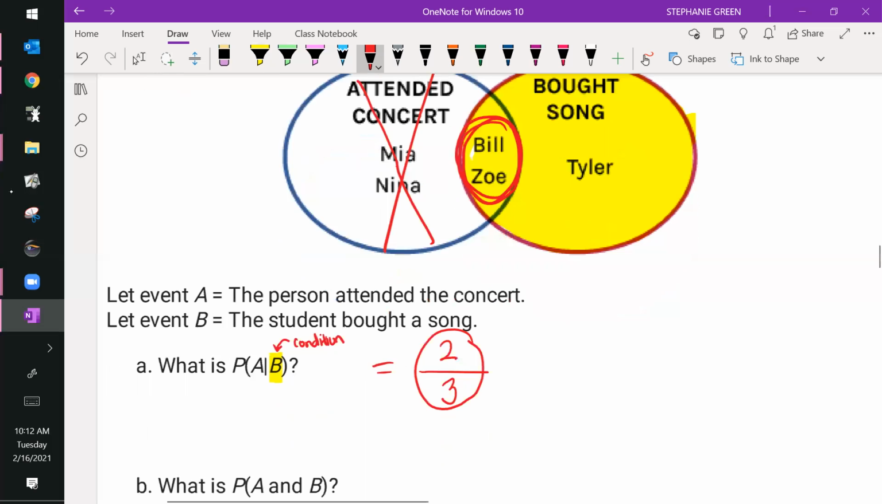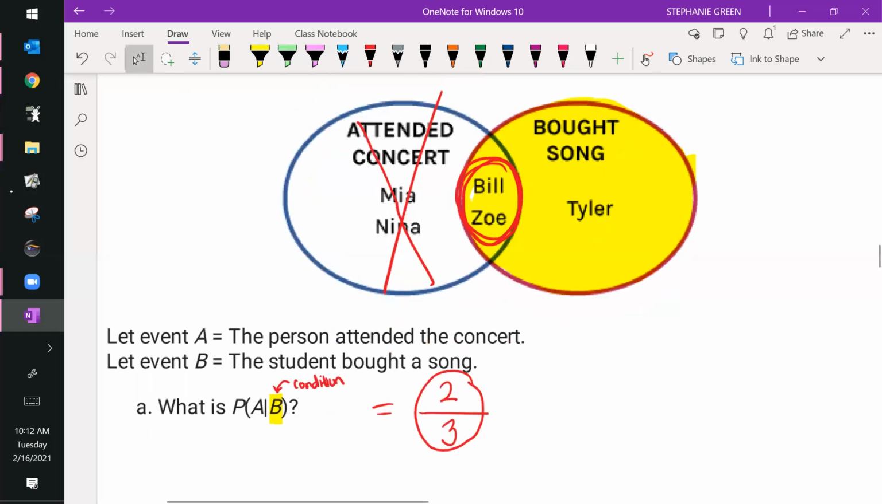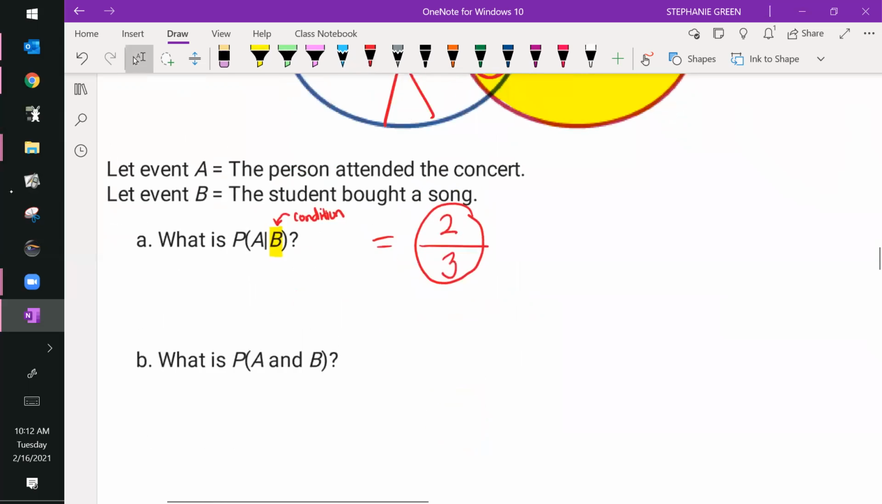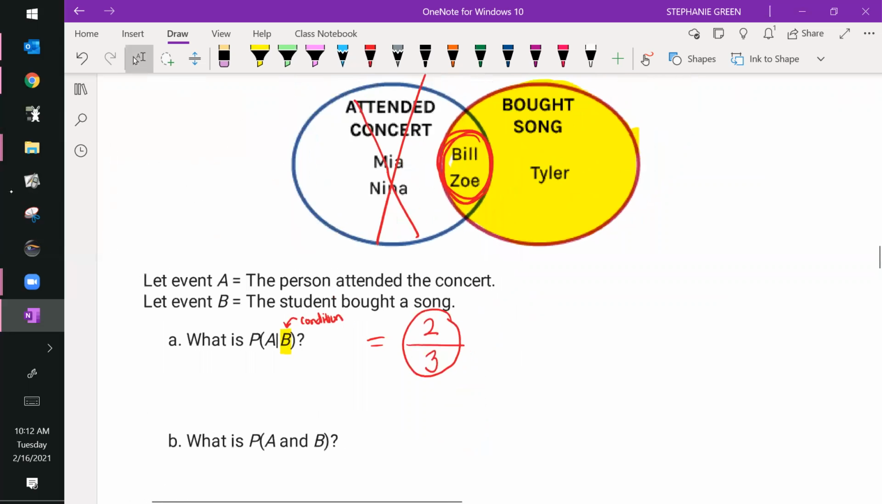So again, when we're looking at a conditional probability, the condition changes the denominator of our probability equation. The condition makes the total number of outcomes that we look at smaller. It changes our sample space. It reduces the number of things that could satisfy our event. Okay, this is not the same thing as A and B though.